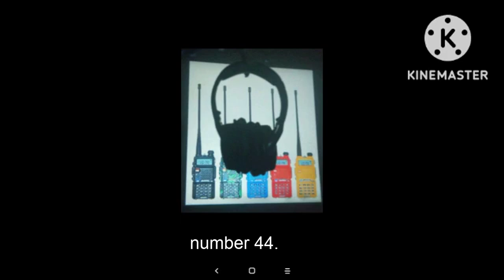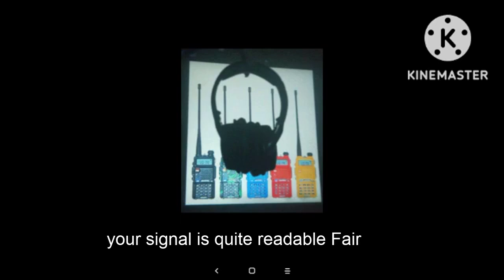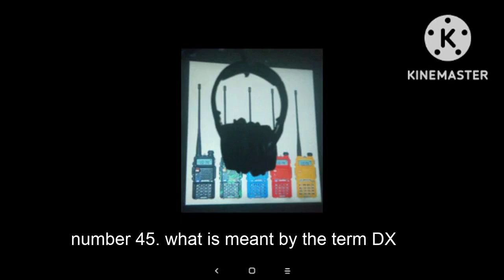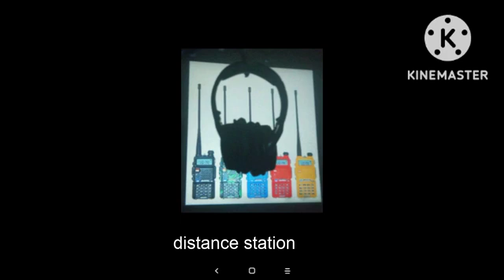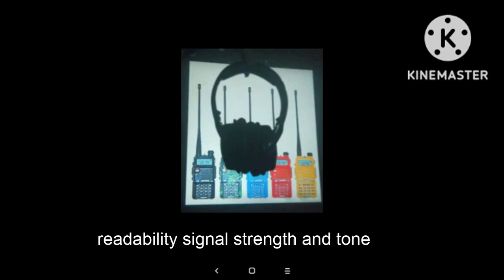Number 44. What does RST459 mean in a Morse code contact? Your signal is quite readable, fair strength, and with perfect tone. Number 45. What is meant by the term DX? Distant station. Number 46. What does RST mean in signal report? Readability, signal strength, and tone.